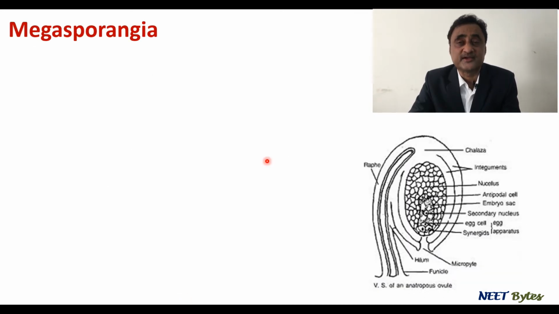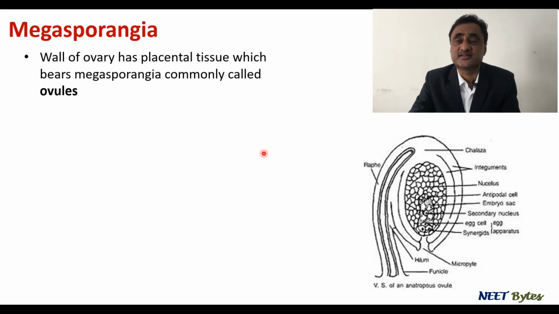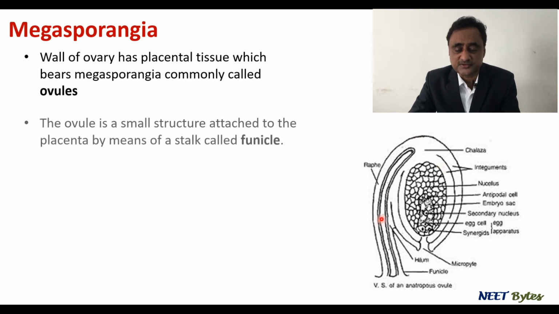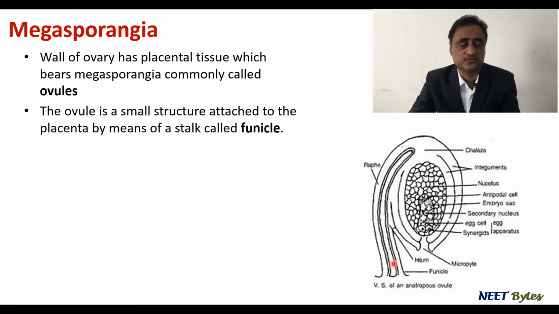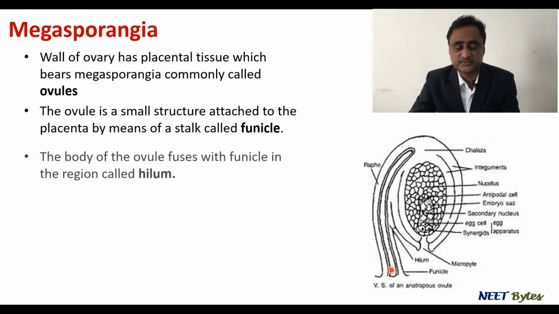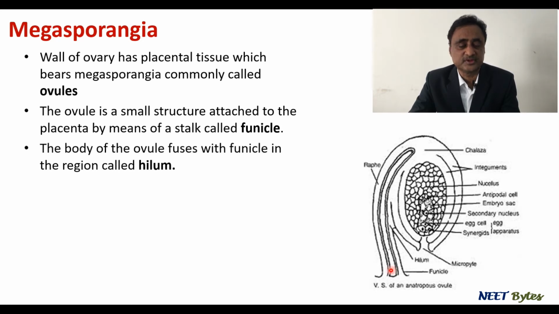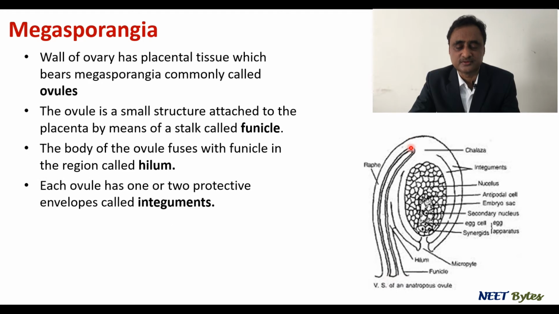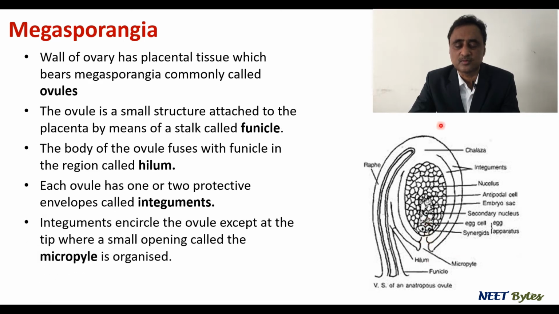Now have a look at the megasporangium. The megasporangium is nothing but the ovule, okay? If you see the structure of the ovule, it is attached to a structure called the funicle, and the body of the ovule is fused with the funicle at the region called the hilum. It is enclosed by two integuments, you can see there, and there is one space where the integuments are not in continuity, and this is what we call the micropyle. Through the micropyle, the pollen tube will enter.